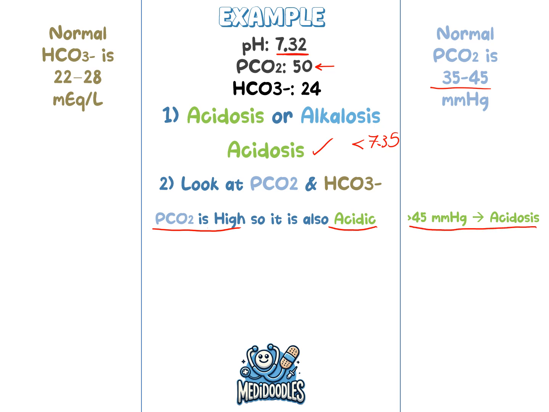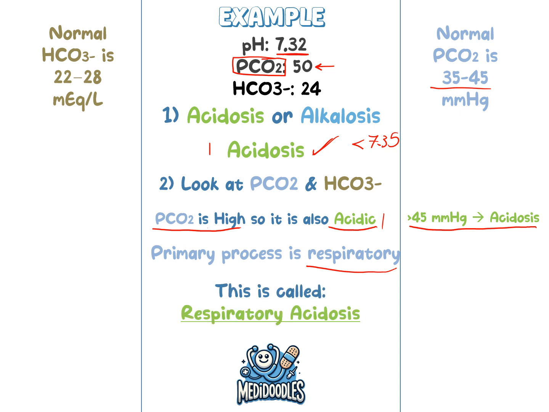Now, is it following the primary problem or the pH? Yes, it is. Both of them are acidic. Here is acid and here is acid. So what's the primary cause? We can say that carbon dioxide is the primary cause. Okay? So the primary process is respiratory. So how do you say all of this together? We call this respiratory acidosis.